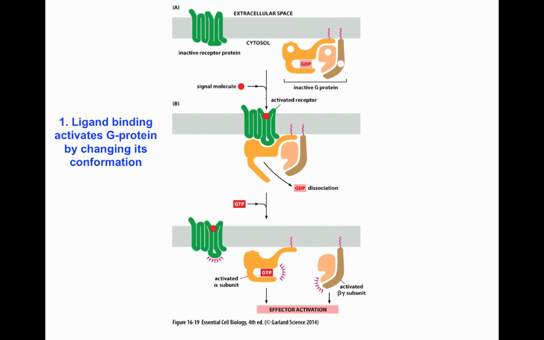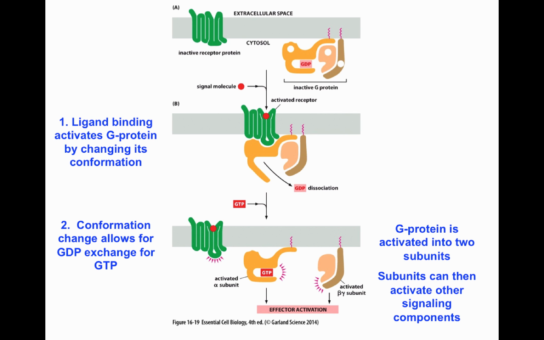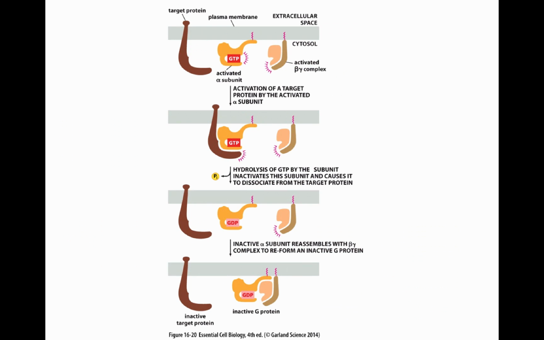So number one, the ligand binding activates G proteins by changing their conformation. That is going to lead to the exchange of GDP for GTP, and then the activated version of the molecule is going to separate or stay together, depending on the G binding protein, and induce an effect downstream on another component of the signaling pathway.